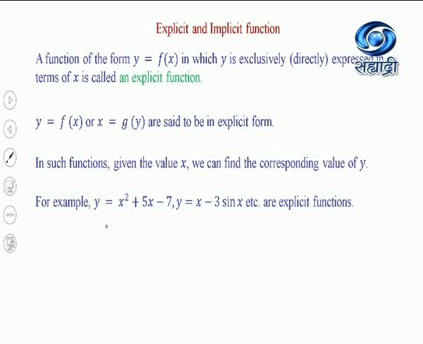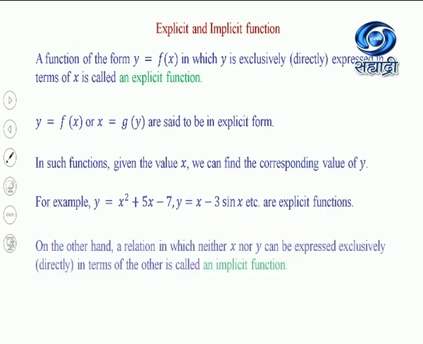Now, for example, we consider the first example, y equal to x square plus 5x minus 7. See here, on the right hand side, only one variable is there, that is x. Same thing is here. And both are explicit functions.